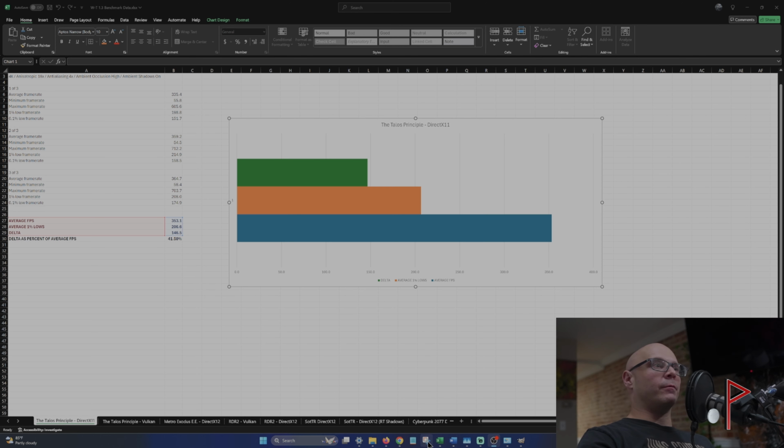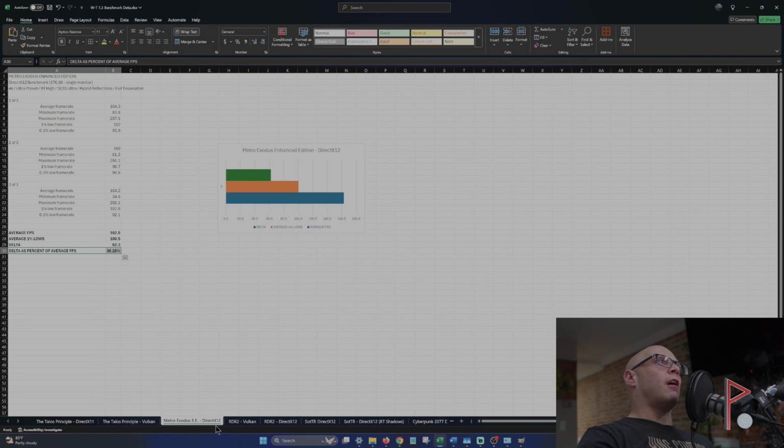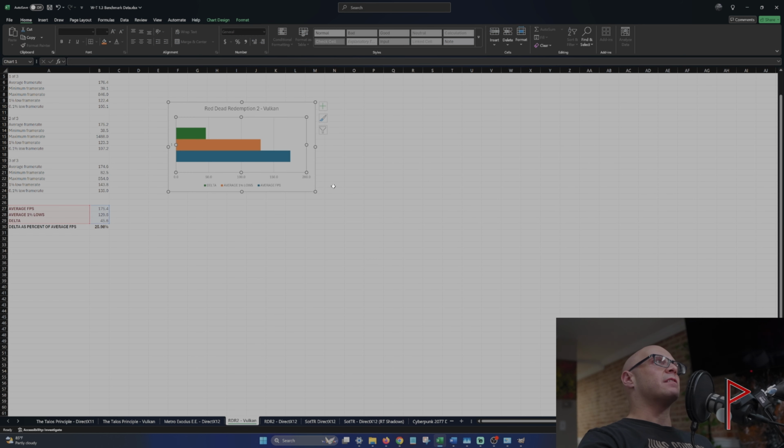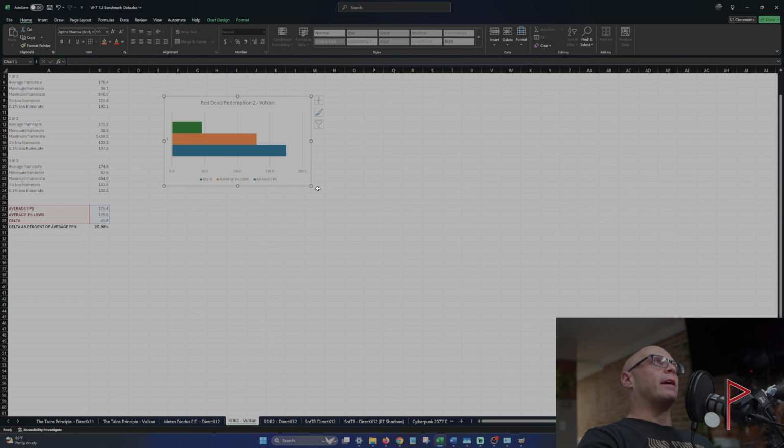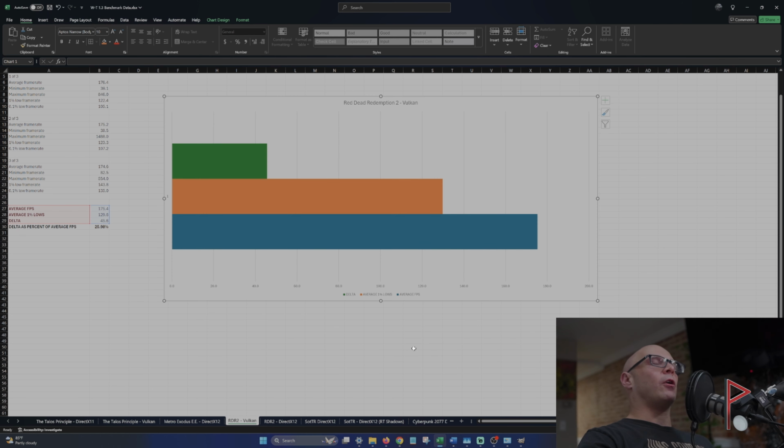So for example, what I'm looking at right now does not perform nearly as well as this one. This is Red Dead Redemption 2. I tested in Vulkan with those silly settings that I mentioned earlier, and that is a 26% delta as a percentage of average FPS, which is how I measure things. The blue is your average FPS, the orange is your 1% lows, and the green is the delta between the two. And you want that green to be as low as possible.